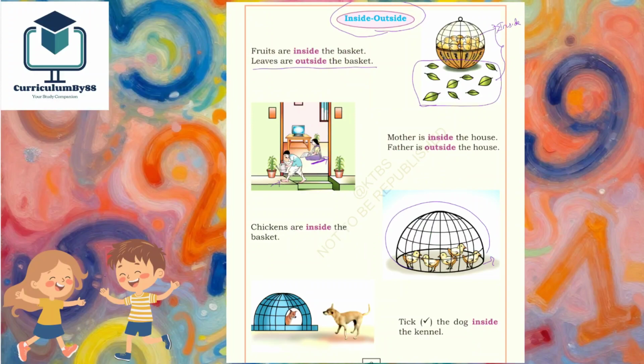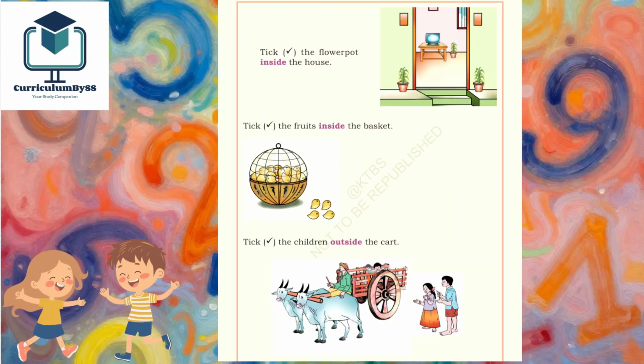Tick the dog that is inside the kennel. So which dog is inside? This dog is inside. So we have to tick the flower pot inside the house. There are three flower pots here, here and here. Which is inside the house? This one is inside the house.